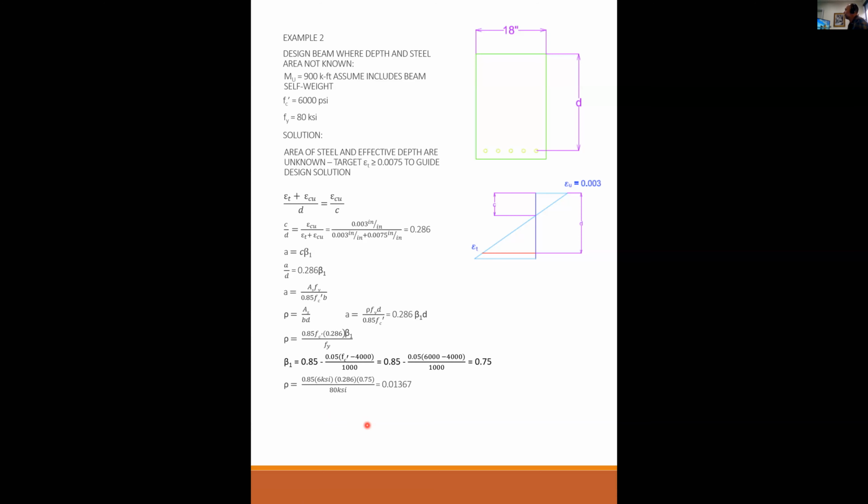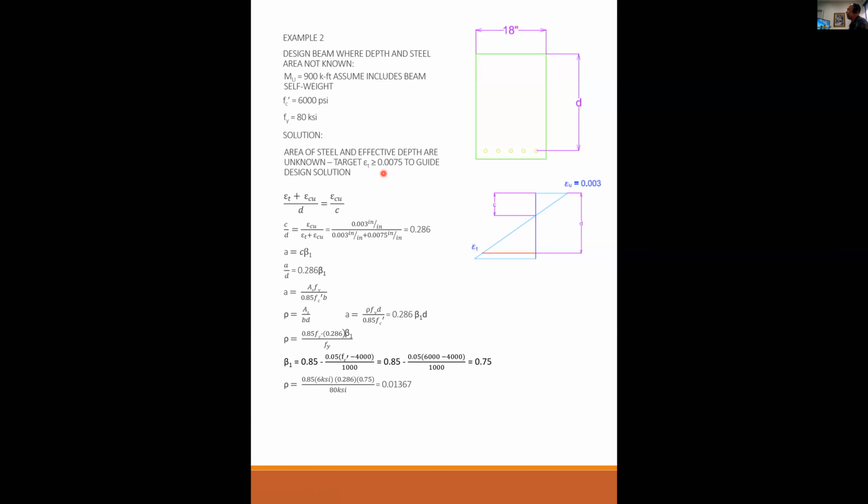Everybody tracking? Any questions? I have a question. Yes, please. Will you always be given the target? You will always be given a target. Yes. But not in real life. Oh, yeah, obviously. But for these homework problems or an exam problem, yes, you'll be given some sort of a target. It may not always be epsilon t, but you'll be given some kind of a target so that everybody's guided down the same path. Okay, thanks.